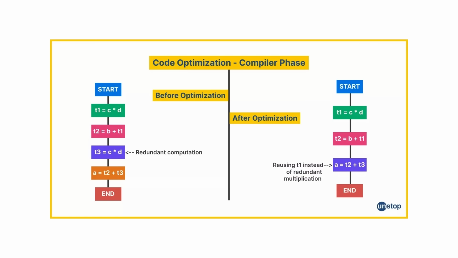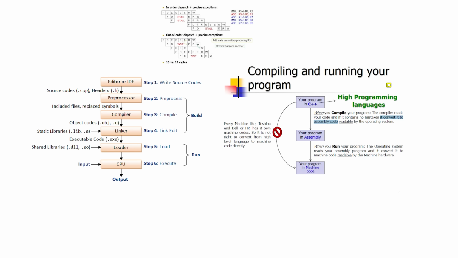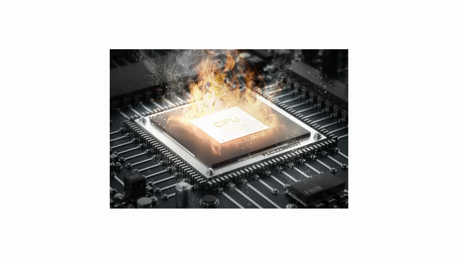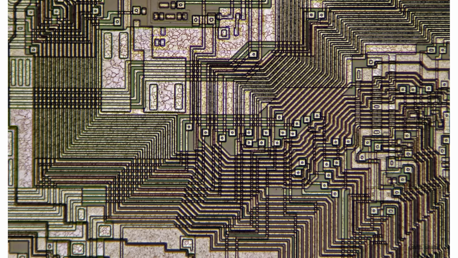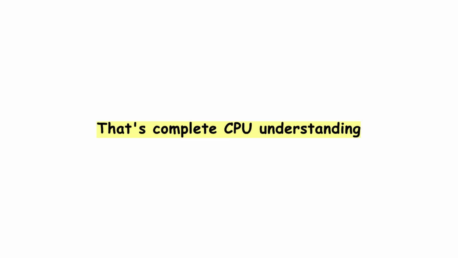Architecture experts understand compiler optimization, how code written in languages like C++ gets translated into machine code instructions. They know about out-of-order execution, where CPUs rearrange instruction order for efficiency. They understand thermal design and power management, because a CPU that overheats throttles itself down to prevent damage. This is where the chip designers, the computer architects, and the people who actually built modern computing operate. They see the entire system from transistors to software working together. That's complete CPU understanding.